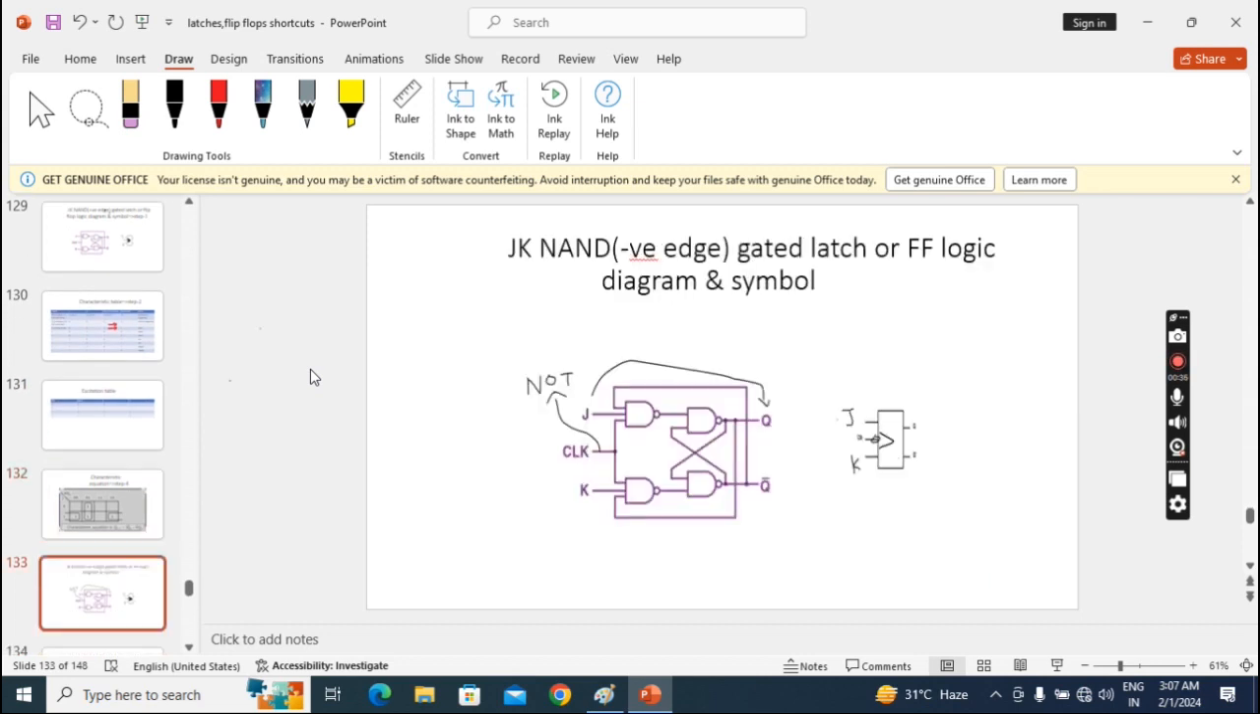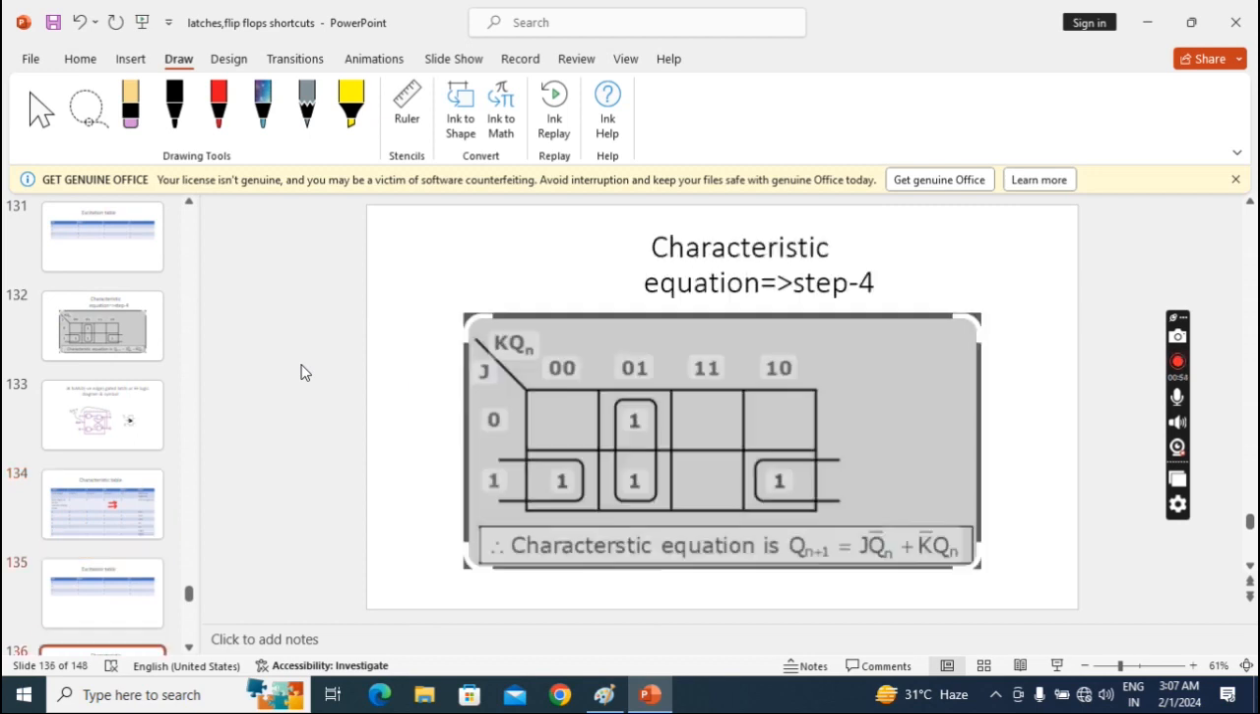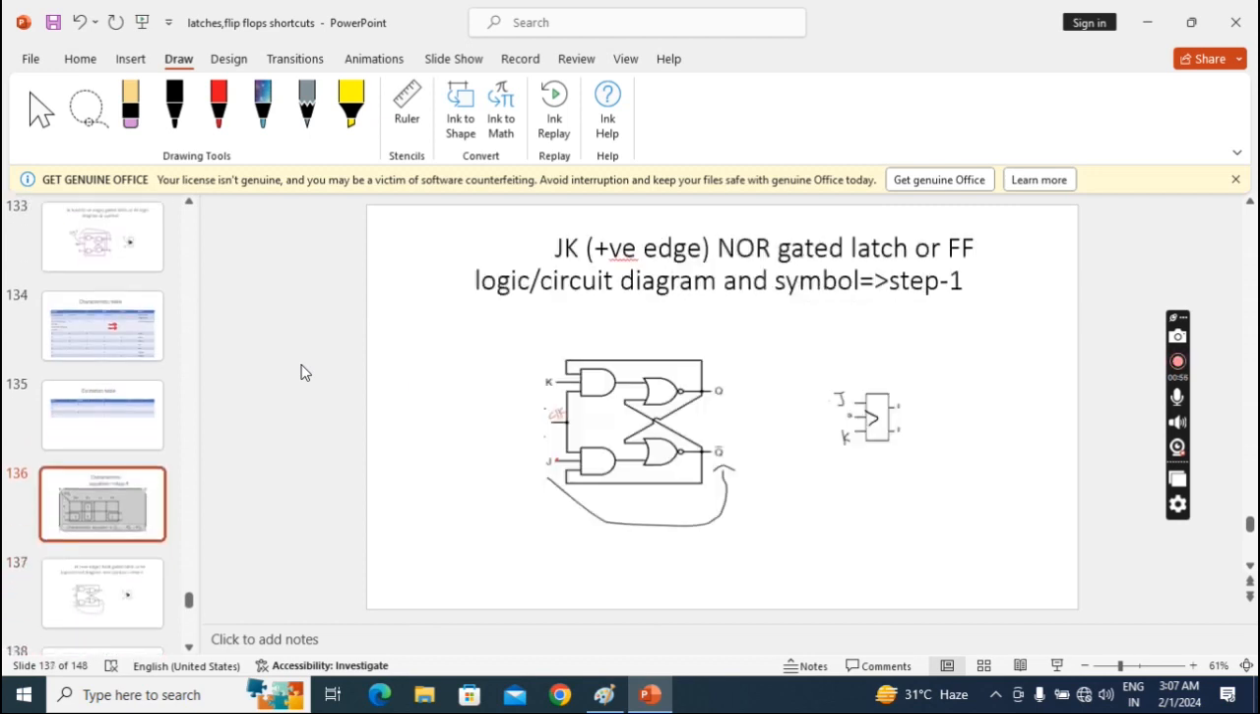Now with the negative edge, with the NAND latch part only. Negative edge means here a bubble will come along with this triangle, and here an inverter. This is the same as the latch, just it is working with edges, while that is working with levels. This is the same as the latch, this is the same as the latch.